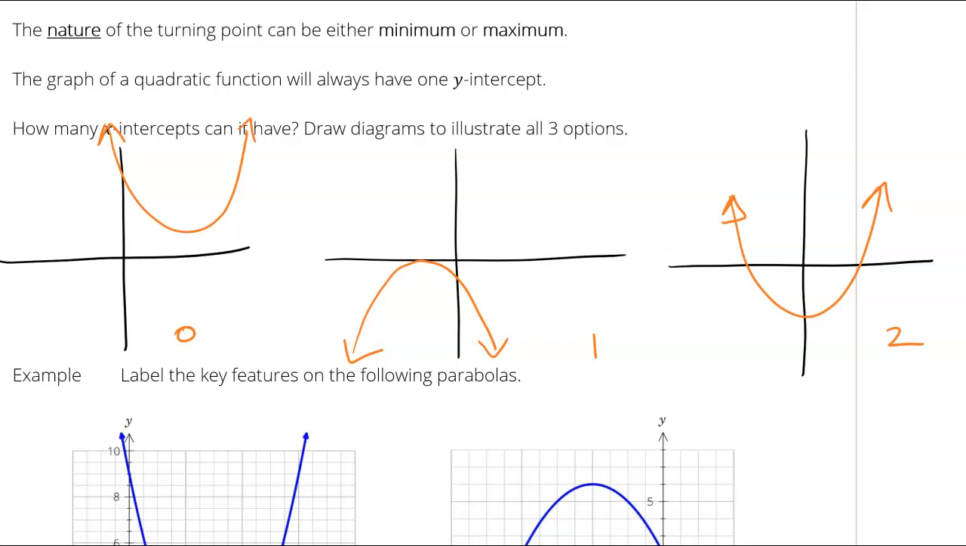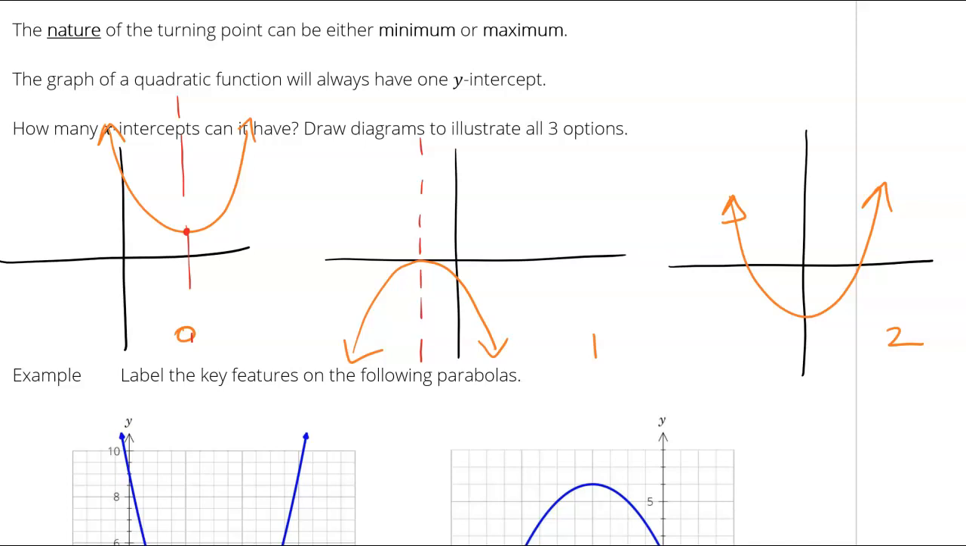The line of symmetry. So the line of symmetry, usually we talk about the equation. That's the line that splits that parabola in half, so you've got that direct mirror image. It always goes through the turning point, and it will have an equation based on the x value of the turning point.